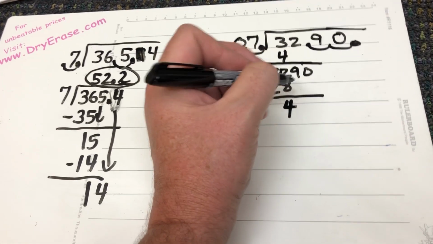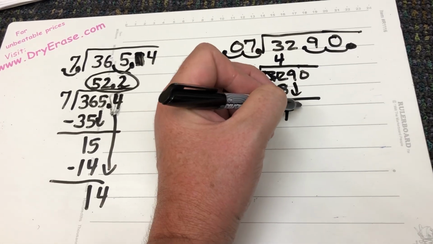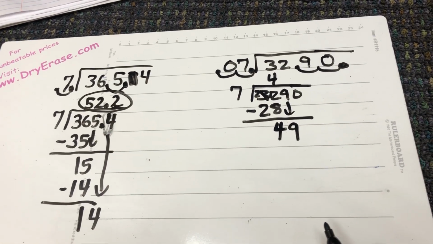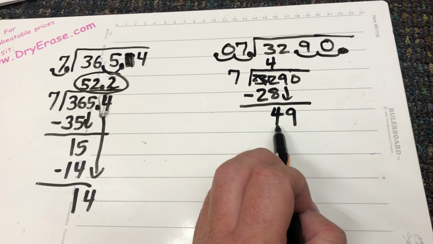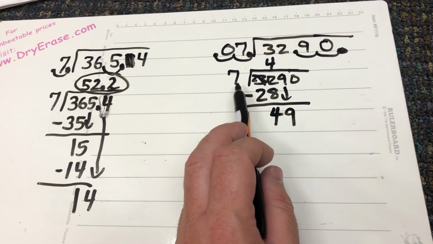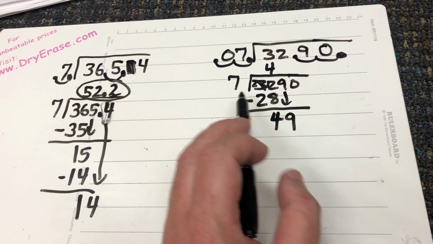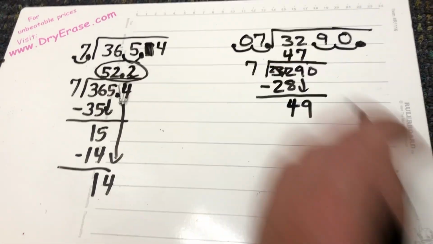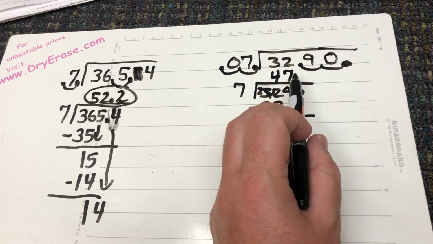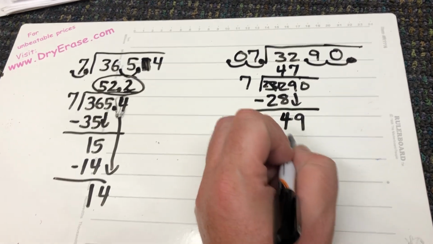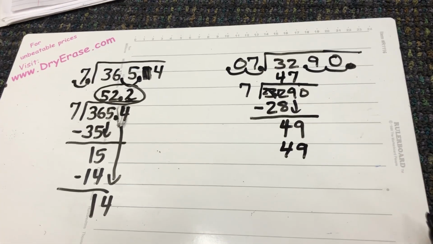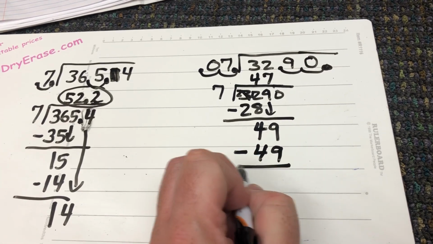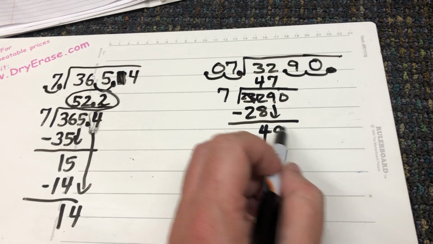Then I go ahead and bring the 9 down. I'm happy with 4 as a leftover because I'm dividing by 7, and 7 is bigger than 4. 7 can go into 49 7 times, because I know that 7 times 7 when I multiply equals 49. Well, now it's time to subtract. 49 minus 49 is 0.